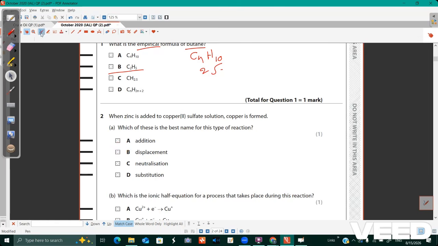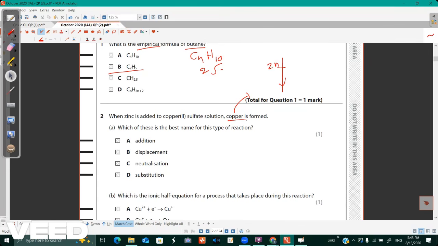Next one, zinc is added to copper sulfate solution. Copper is formed, right? So copper is formed means copper is displaced because copper is at the bottom of the reactivity series. So maybe you can tell it is a bit below zinc. Since zinc is above copper in the reactivity series, copper is being displaced, right?